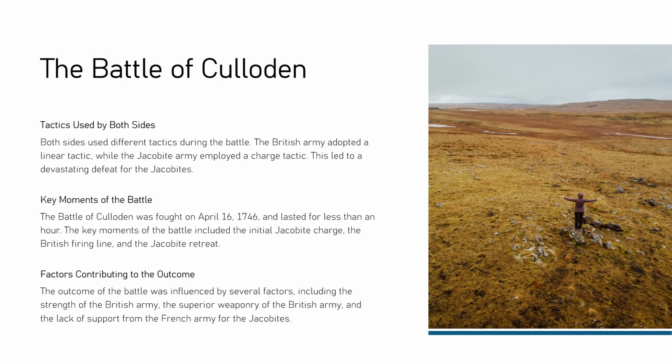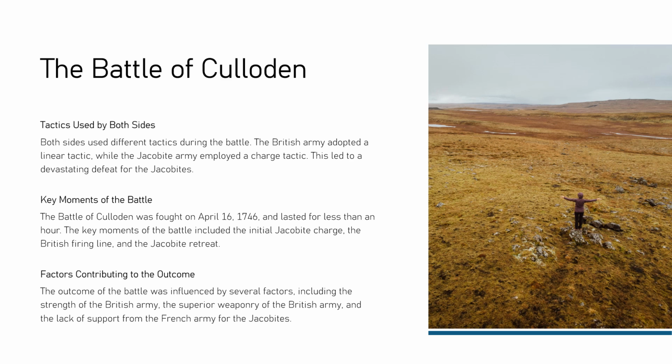The Battle of Culloden. Tactics used by both sides. Both sides used different tactics during the battle. The British army adopted a lineal tactic, while the Jacobite army employed a charge tactic. This led to a devastating defeat for the Jacobites.